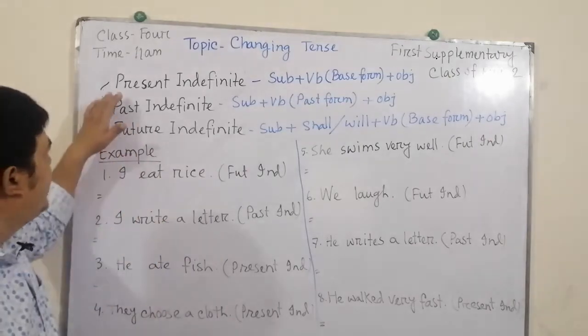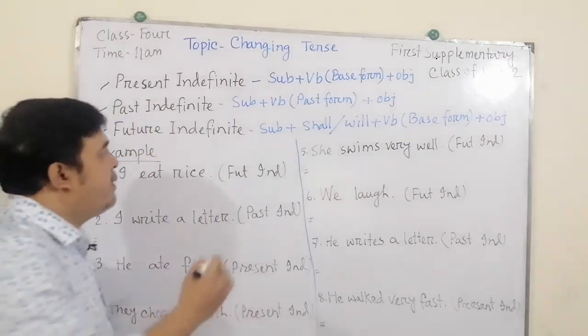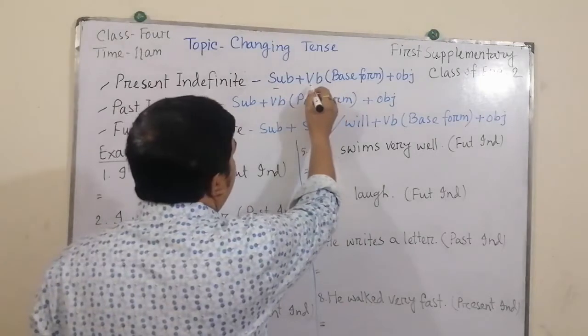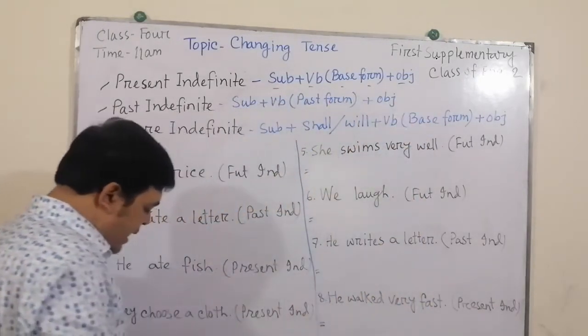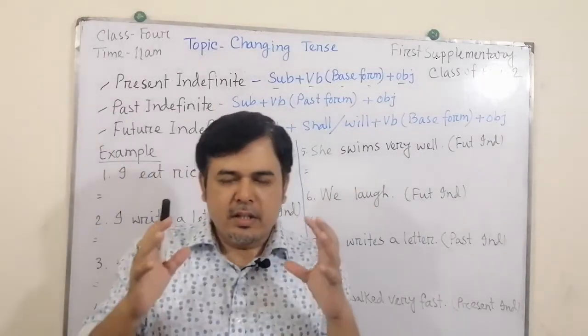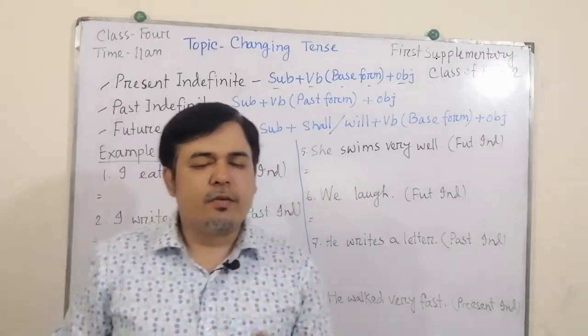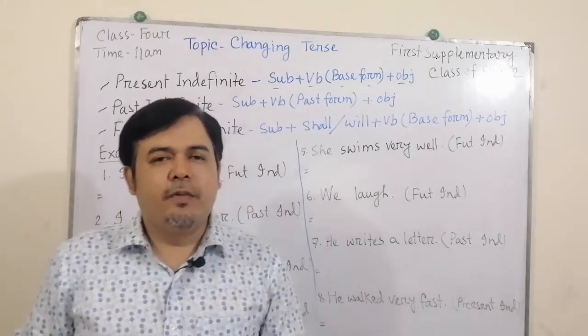Dear students, look at here, present indefinite. What have I written here? Subject plus verb, base form plus object. Okay, that is the construction, that is the structure of the sentence for present indefinite tense.